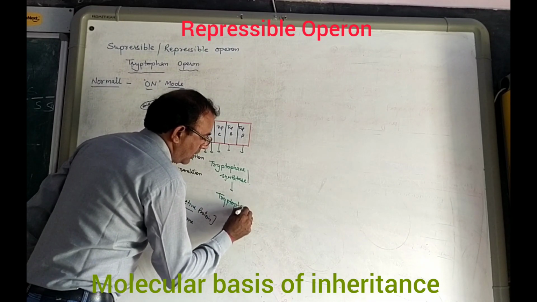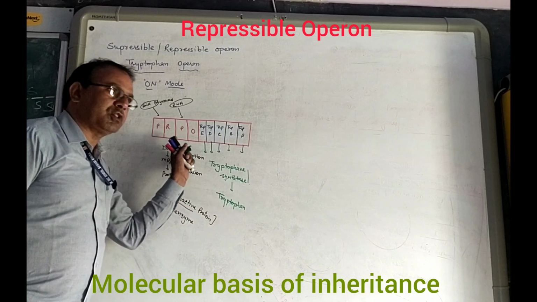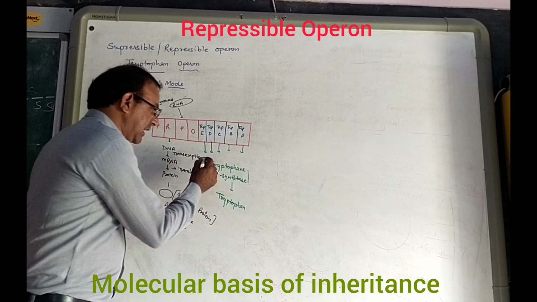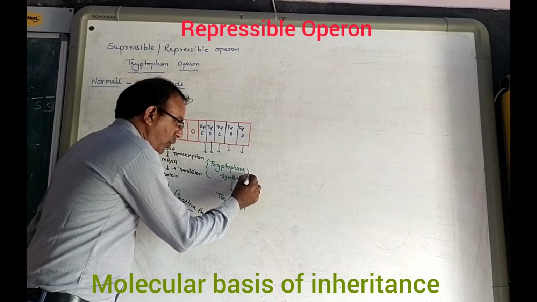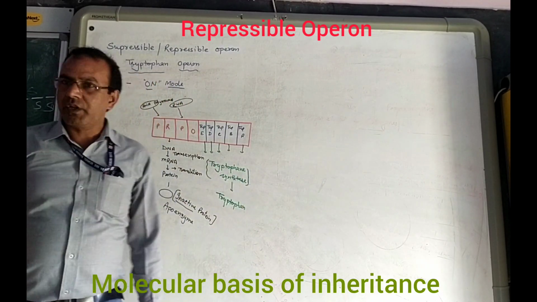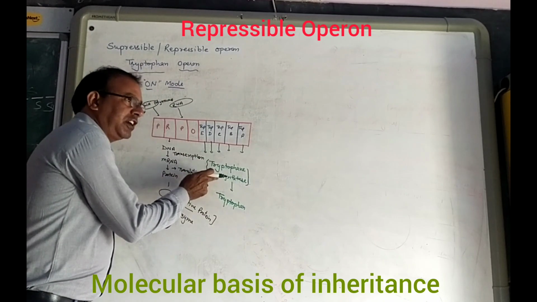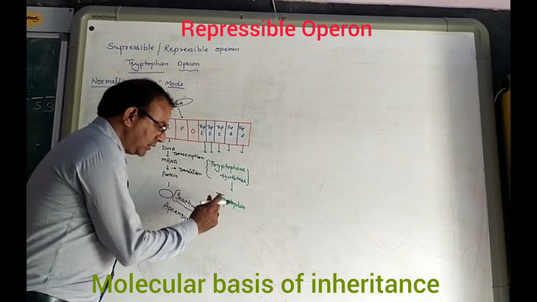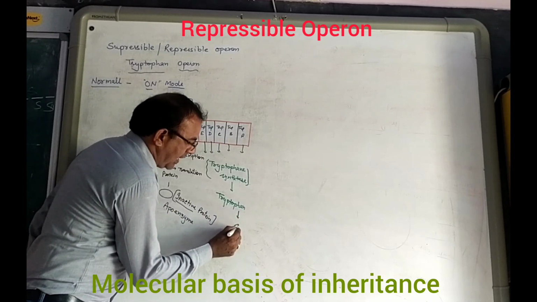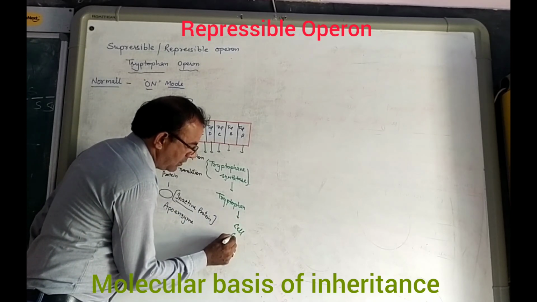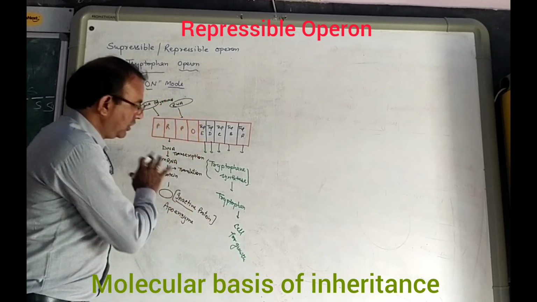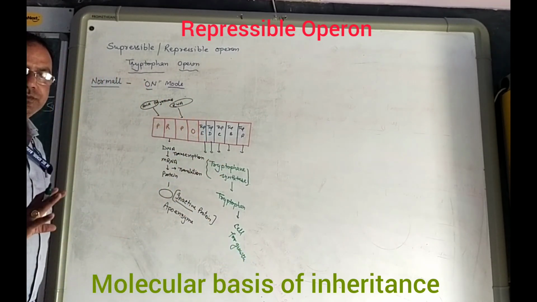Tryptophan. Again, listen. As the process continues, these 5 structural genes collectively synthesize the tryptophan synthetase enzyme. This tryptophan synthetase enzyme produces tryptophan. This tryptophan is used by the cell for growth. So this process remains continued.